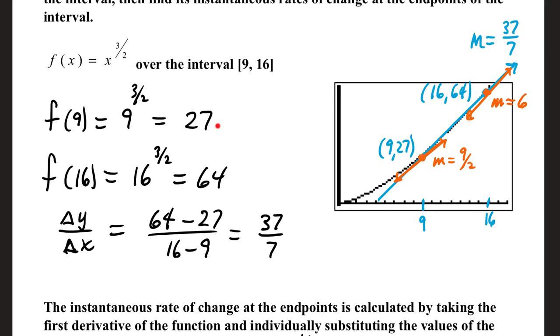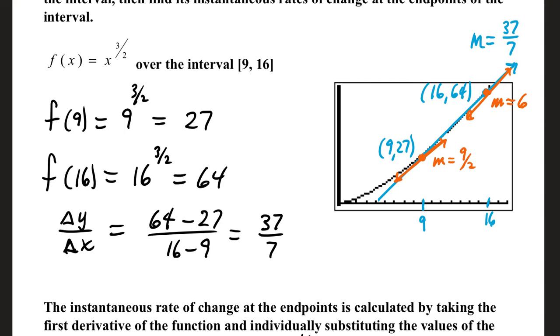So to calculate the average rate of change, the delta y, which is the difference in your function values, 64 minus 27, that's 37, divided by the interval length. How far is it from 9 to 16? 7 units. Very good. So your function change compared to your interval length is 37/7.